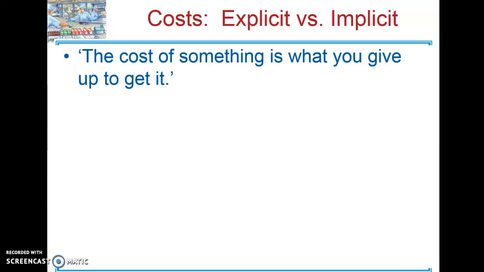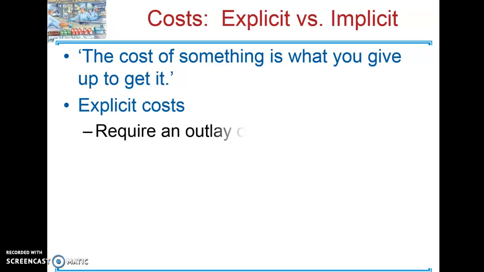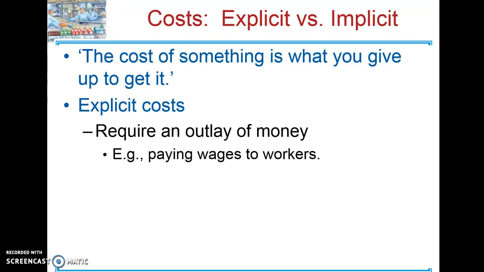Cost can be explicit versus implicit. The cost of something is what you give up to get it. An explicit cost requires an outlay of money. Examples: what you pay your workers.